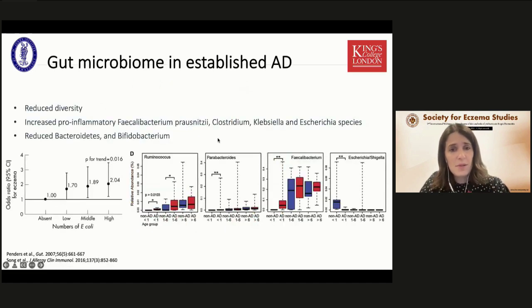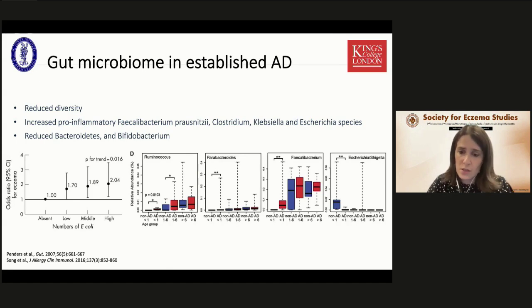And in terms of established AD, it has been shown that there are a number of changes in the gut microbiome in atopic dermatitis. Similar to the skin, there's reduced diversity in the gut microbiome, and there's thought to be increased pro-inflammatory species such as Faecalibacterium and Clostridium, and reduction in Bacteroidetes and Bifidobacterium. But we need more studies to understand how these changes in the gut microbiome may mechanistically be inducing changes in the immune system and in the skin.